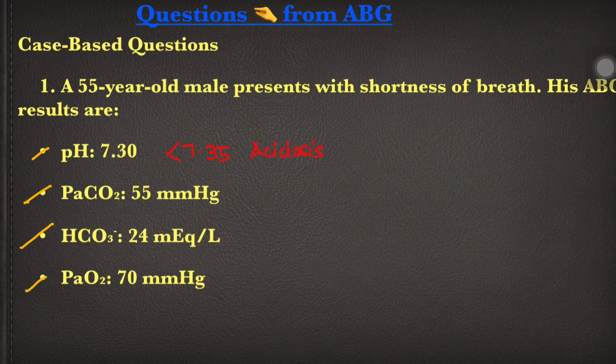And it is not between 7.35 to 7.45. So it is what? Uncompensated. And look at PaCO2 and bicarbonate level. Normal PaCO2 is 35 to 45. Here it is 55, so it is abnormal. And look at bicarbonate, normal values between 22 to 26. Here it is 24. It is normal.